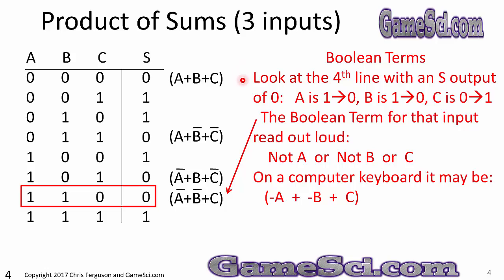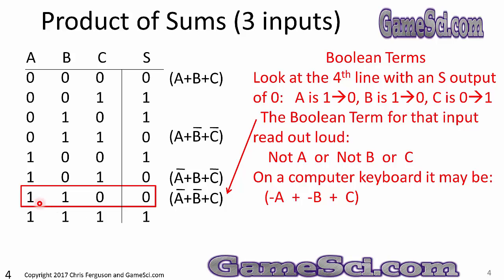Boolean terms. Look at the fourth line with an S output of 0. A is 1, we'll flip that to 0. B is 1, we'll flip that to 0. C is 0, flip it to 1. The Boolean term for that input read out loud: not A or not B or C. On a computer keyboard, it may be listed like so.